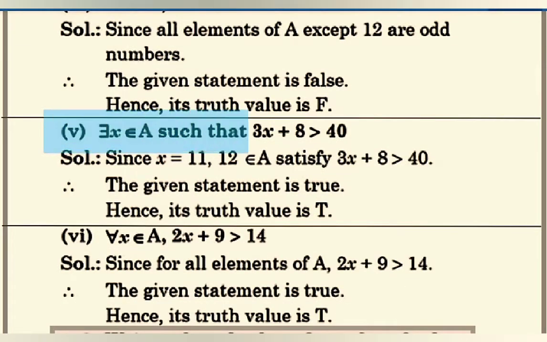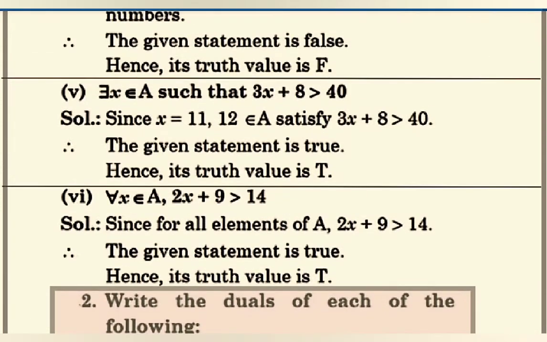Fifth, there exists x belongs to A such that 3x plus 8 is greater than 40. Solution: since x equal to 11, 12 belongs to A, they satisfy 3x plus 8 is greater than 40. When we put the value of x equal to 11, 12, then it satisfies this condition. That means there exists at least one, here 11 and 12, two numbers satisfy this condition, then we can say that the given statement is true, and hence its truth value is T.